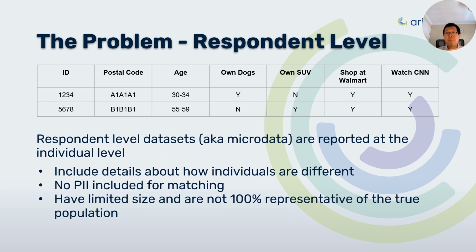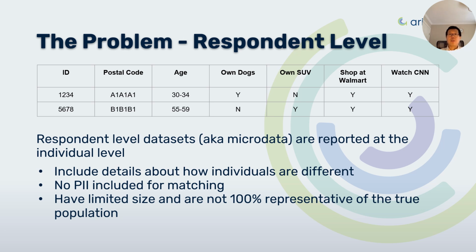Then you have something called respondent level data. Respondent level datasets are datasets where every individual is one record, as opposed to the example before where every geography of many people is preserved as one record. So here we have IDs 1, 2, 3, 4. Postal code, we know exactly where they live. This person is 30 to 34, and we know each of the values they've answered for every one of these questions.